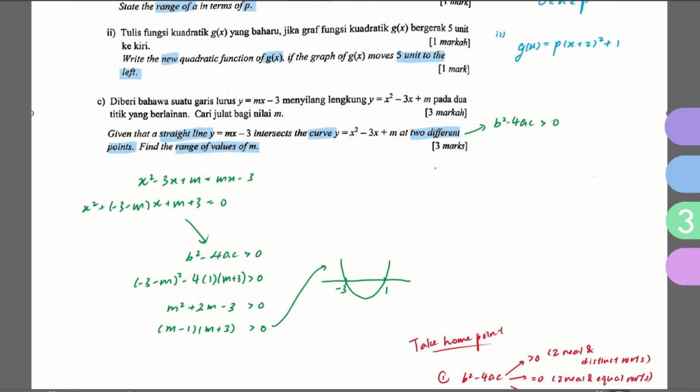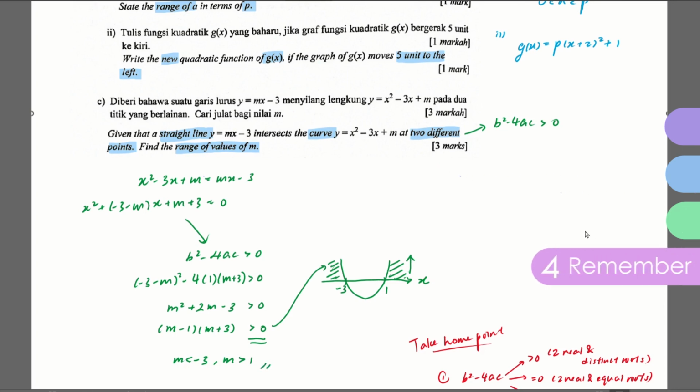So now our inequality is more than 0, so we need to look at the area which is above the x-axis, which is here. So our answer for B, m is less than -3 and m is more than 1. And with that, we have completed this question.